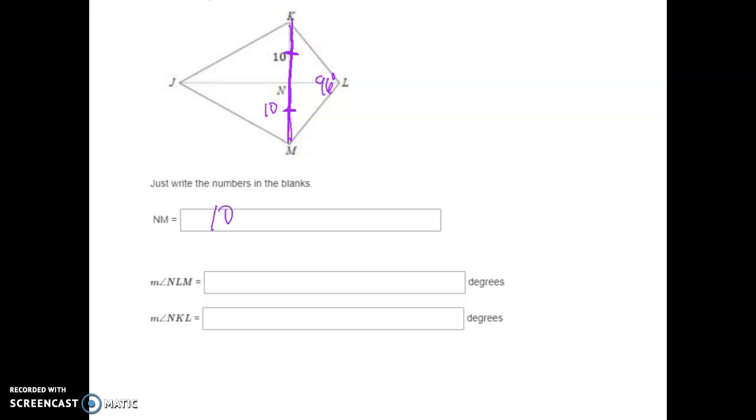Now we're asked to find the measure of angle NLM. Where's N? NLM. And we're also asked to find, that's right there, and we're asked to find the measure of NKL. So let me just put these little marks here. We're asked to find the measure of this angle, okay, and that should just be half of 96. So if you just do 96 divided by 2, you will get 48 degrees.